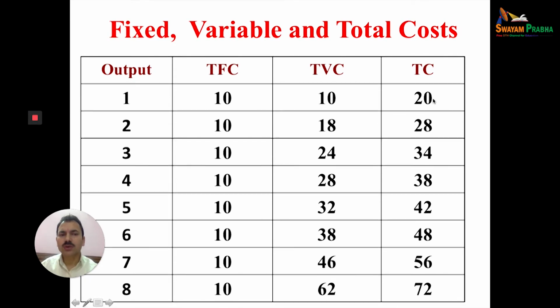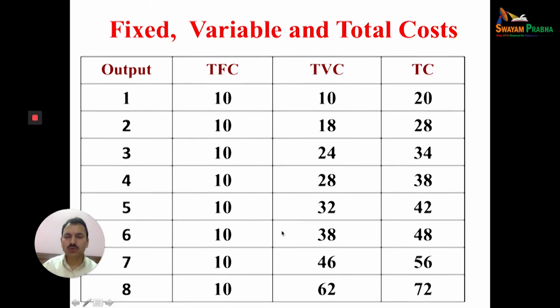Now, the total cost. Total fixed cost plus total variable cost. 10 plus 10, 20. 10 plus 18, 28. So total fixed cost plus total variable cost. 10 plus 28, 38. 10 plus 32, 42. 10 plus 46, 56. 10 plus 62, 72. It means as the output increases, total cost will also increase. Why? Because it includes both total fixed cost as well as total variable cost of the firm.